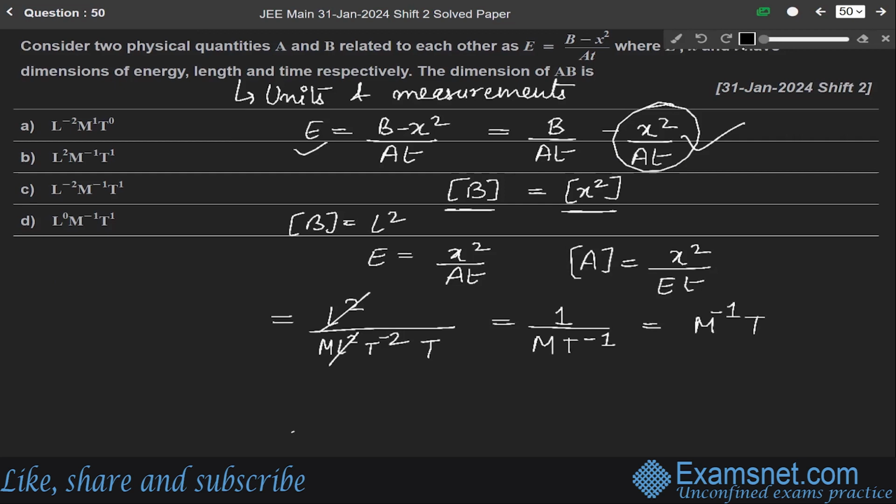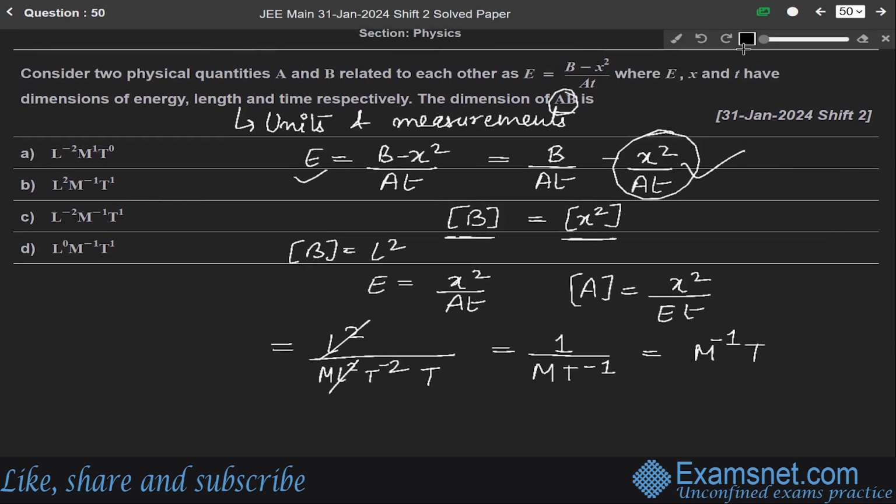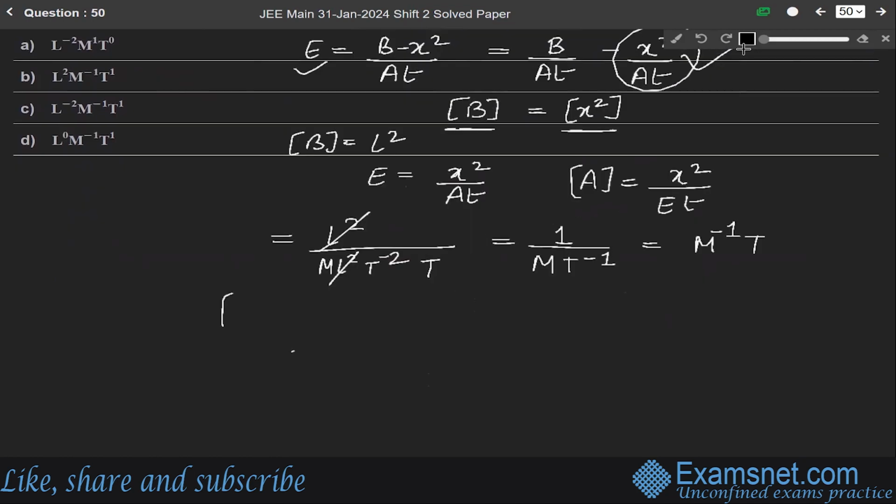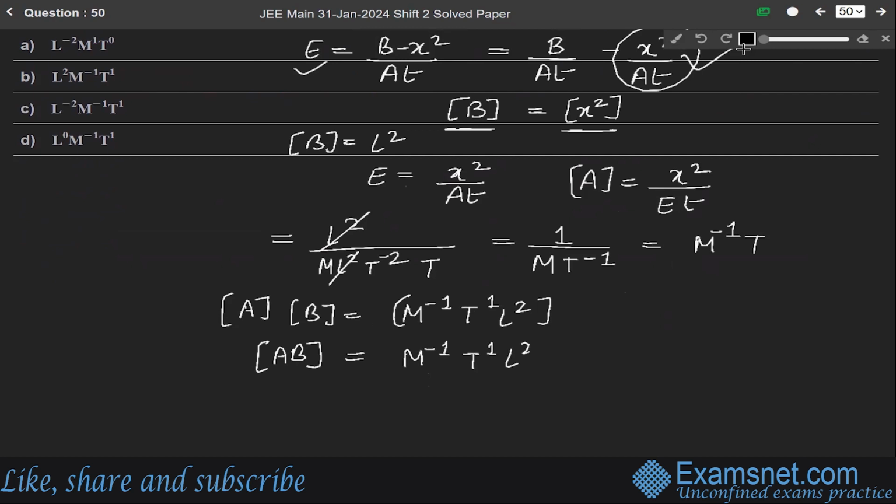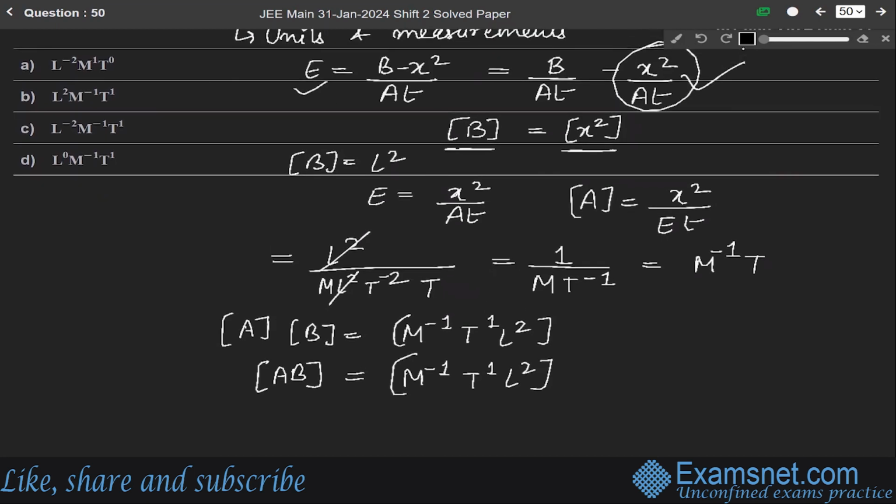Okay. So we are to find A B. So A into B means A is what? M minus 1 T 1 and B is L2. So the dimension of A B is M minus 1 T1 L2. So the correct answer is option B, L2 M minus 1 T1.